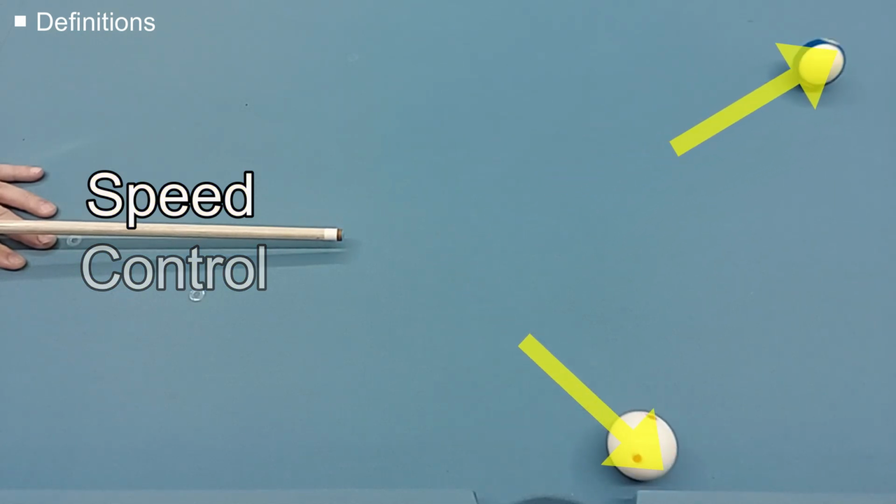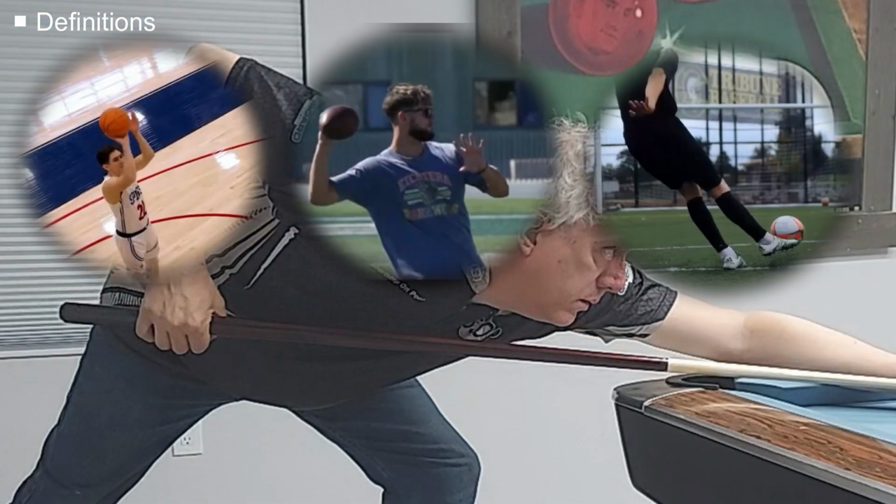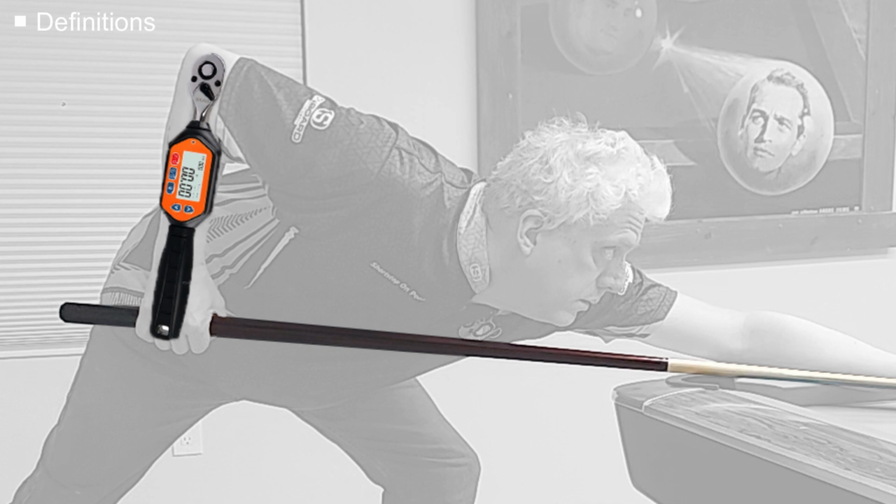Control is an illusion. We don't really control the cue ball. Remember, we don't touch the balls. We only control the cue stick. And how do you control the cue stick? Do you have a torque wrench in your elbow? No, we control the cue stick with our mind.